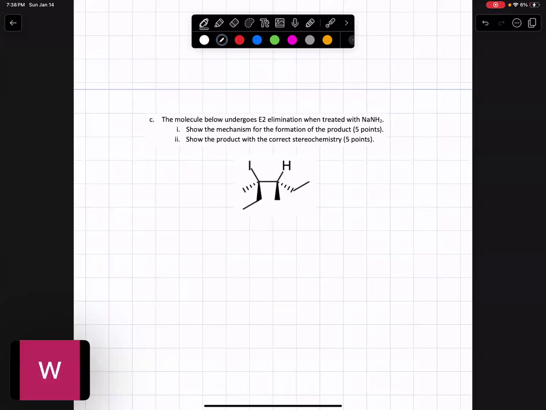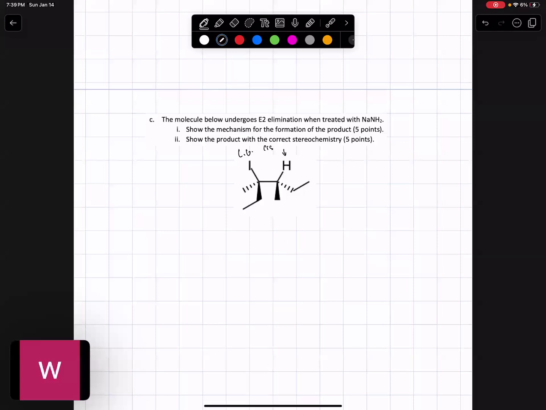Trans. Okay. But here in this case, we're not going to get a trans alkene, and that should give you a huge hint. We're not going to get a trans alkene. We're going to get a cis alkene as our major product. And the reason for that is because this iodide, our halogen, our leaving group, and our hydrogen are cis to each other. They're not opposite to each other.